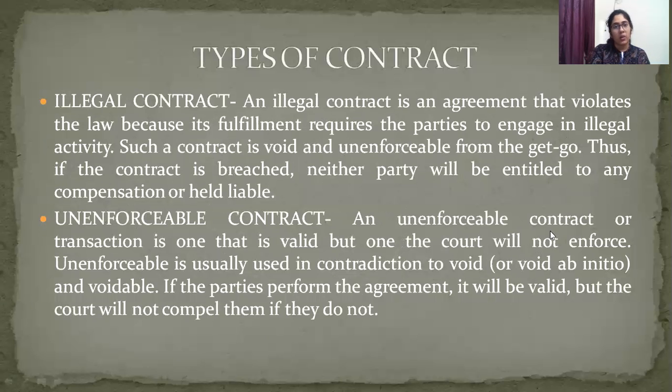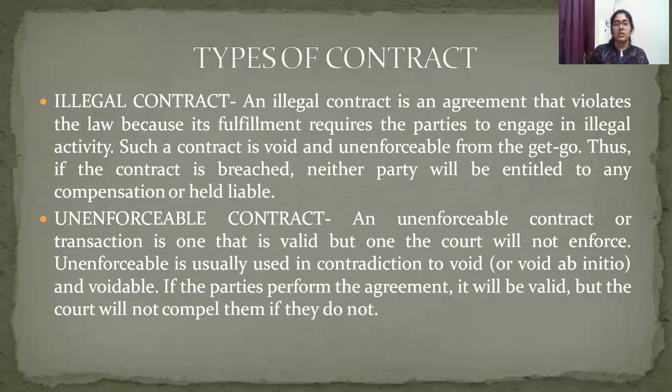Illegal contract. Now, an illegal contract is an agreement that violates the law because its fulfillment requires the party to engage in illegal activity. Such a contract is void and unenforceable from the get-go, that is, from the beginning. Thus, if the contract is breached, neither party will be entitled to any compensation or held liable.